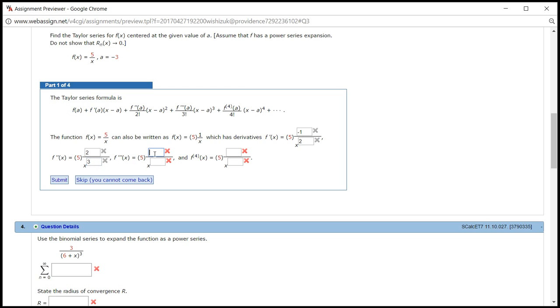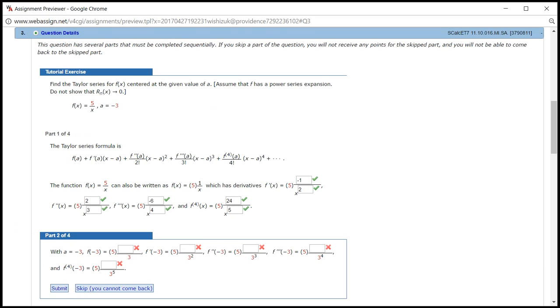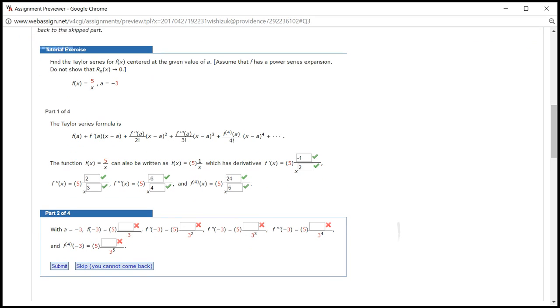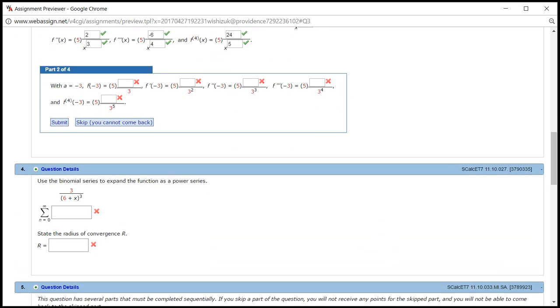So it's going to be -6, and then raise it to the 4th power. All right, then it's going to be, let's see, 4 times 6, 24, and then raise it to the 5th power. All right, so let's submit. All right, looks like we got part 1 correctly. All right, so let's move on to part 2.